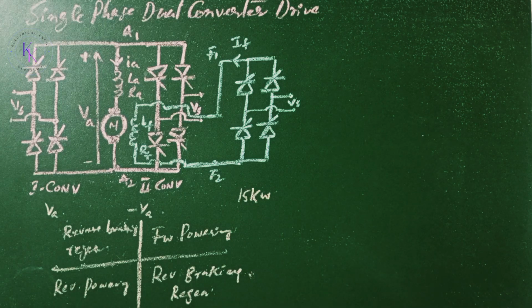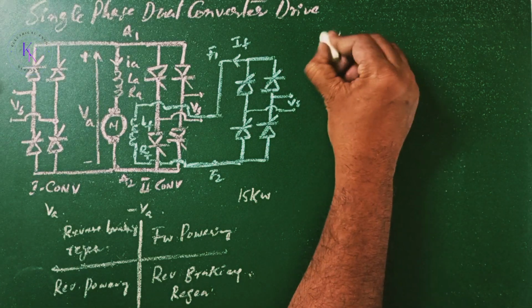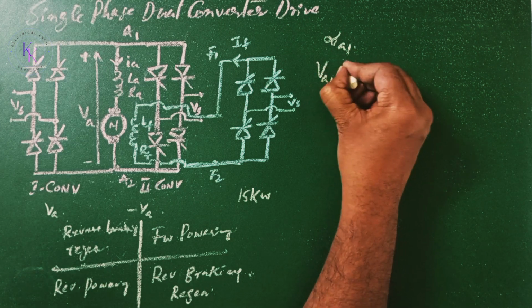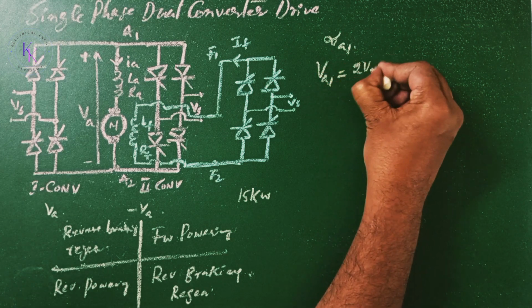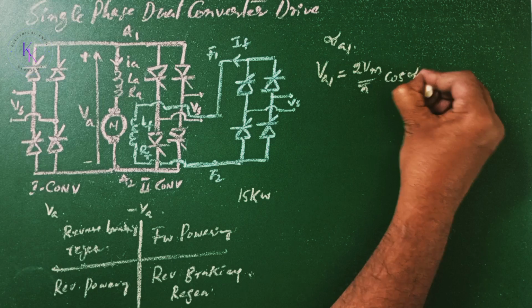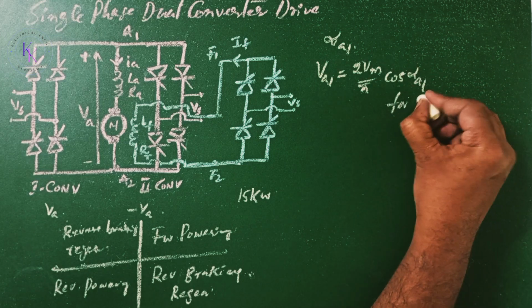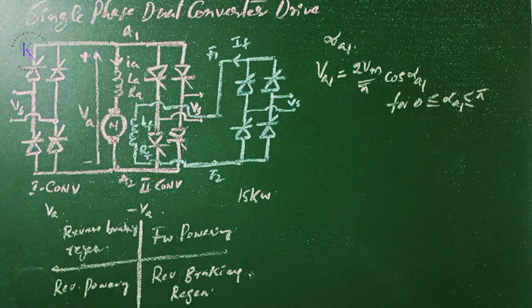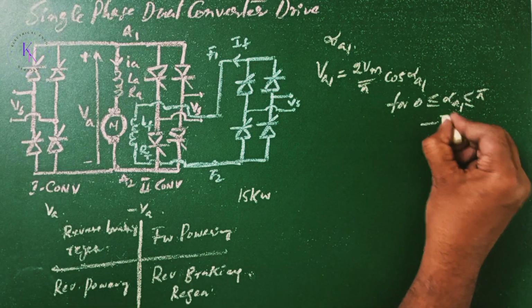The field converter could be a full wave or semi or dual converter. If converter 1 operates with a delay angle of alpha A1, then the armature voltage VA1 is given by 2 Vm by pi times cos alpha A1, for alpha A1 between 0 and pi. Let this be equation number 7.